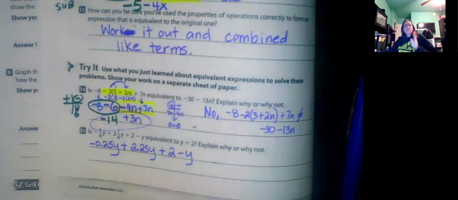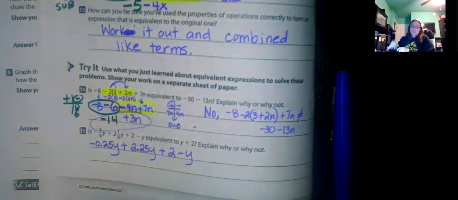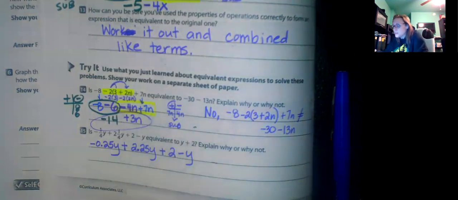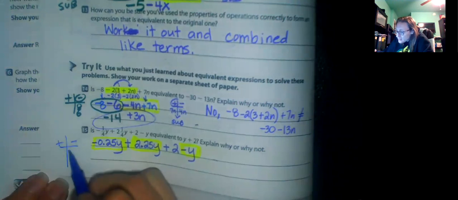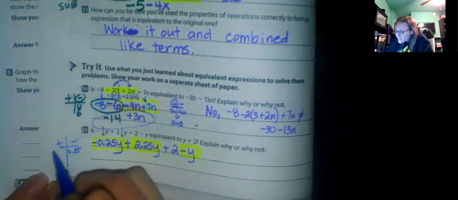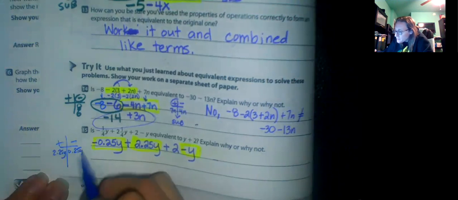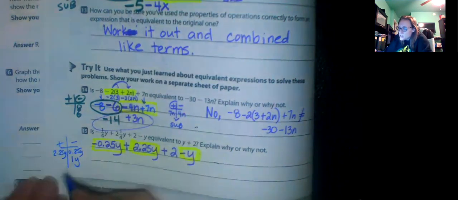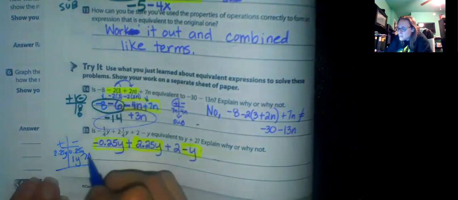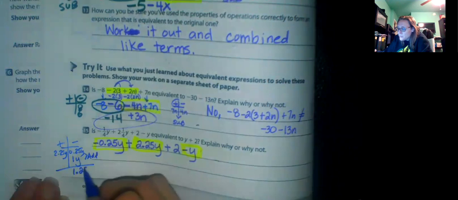All right, so we don't have parentheses, so we don't need to distribute anything, but we do have a lot of like terms. So I have a y, I have a y, and I have a y. Okay, so let's use our T-chart. So -0.25, positive 2.25y, and -1y. Okay, so remember when they're on the same side, that tells us to add. So we have 1.25y.